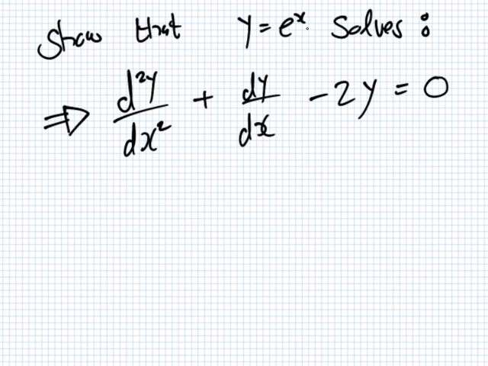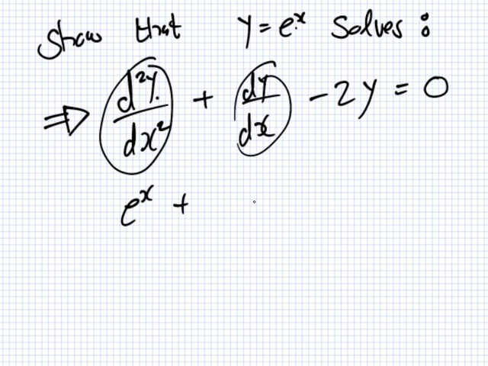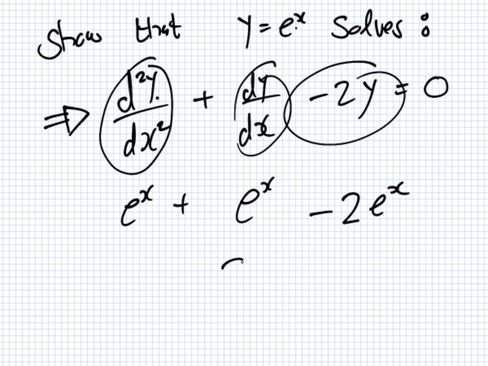Okay, so let's check. How can I check? Well, let's start with this part. What's the second derivative of e^x? e^x. And what's the first derivative of e^x? e^x. And what's this? Well, this is minus 2e^x. So that's e^x plus e^x minus 2e^x, which is 0.